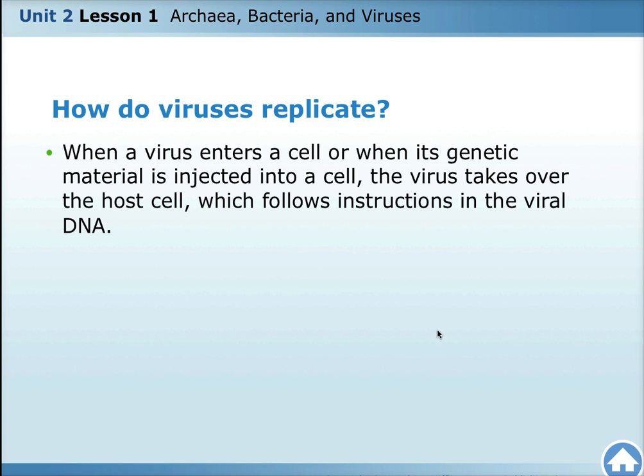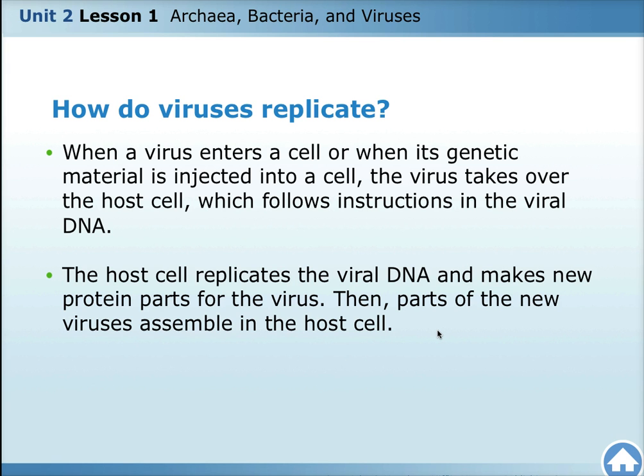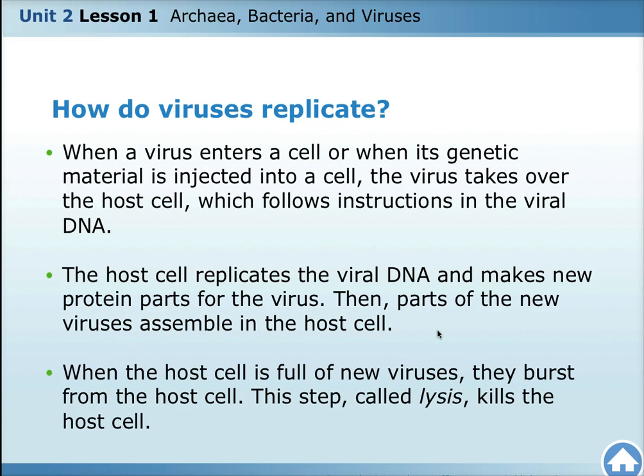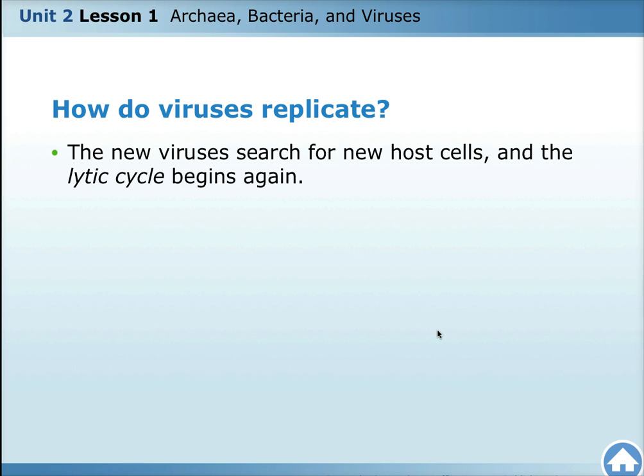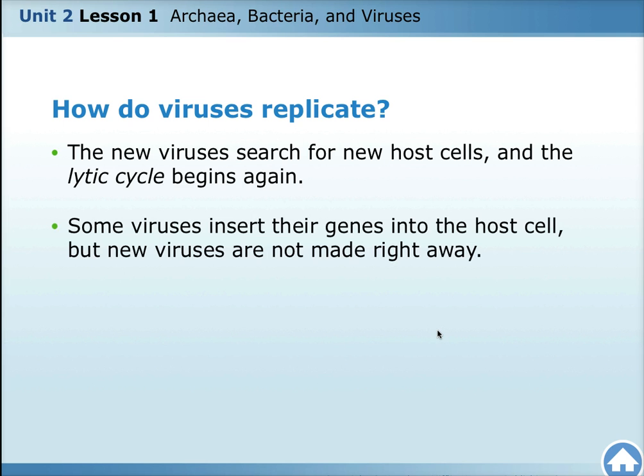When a virus enters a cell, or when its genetic material is injected into a cell, the virus takes over the host cell, which follows instructions in the viral DNA. The host cell then accidentally replicates the viral DNA and makes new protein parts for the virus. Then parts of the new virus assemble in the host cell. When the host cell is full of new viruses, they burst from the host cell. This step is called lysis, which kills the host cell. The new virus searches for new host cells, and the lytic cycle, which causes lysis, begins again.